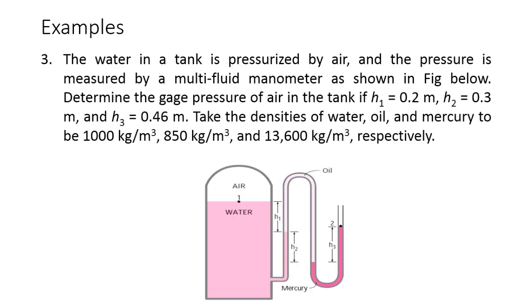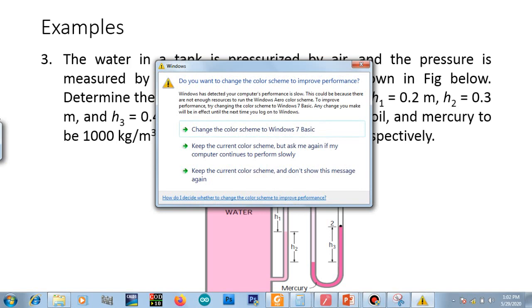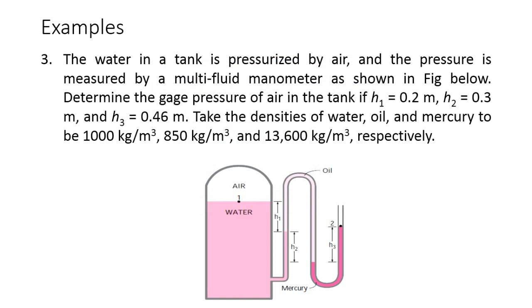Another example we have is that of a water tank. The water in a tank is pressurized by air, and the pressure is measured by a multi-fluid manometer as shown in the figure below. And we're asked to determine the gauge pressure of air in the tank if H1 is equal to 0.2, H2 is equal to 0.3, and H3 is equal to 0.46. And we're given the densities of water, oil, and mercury.